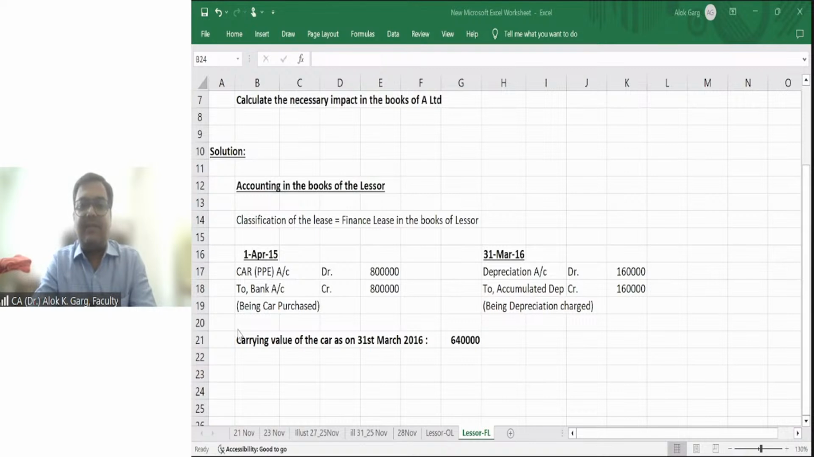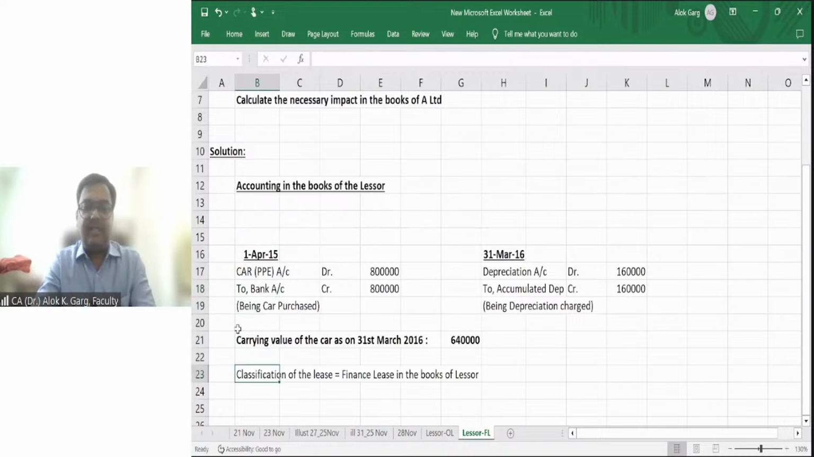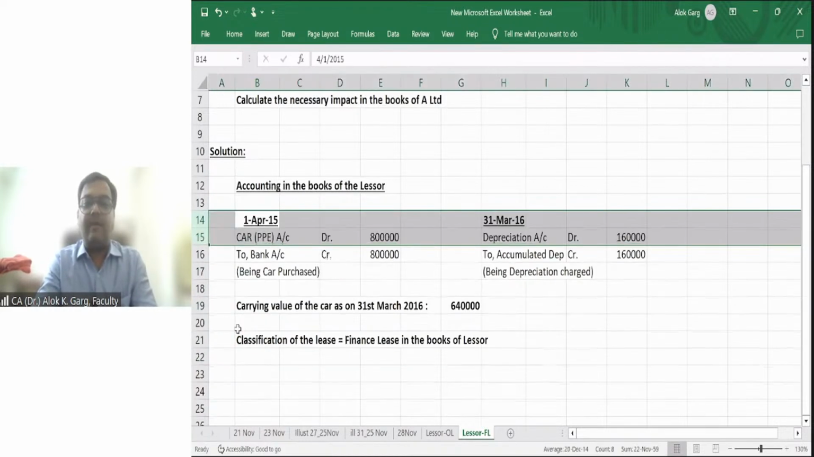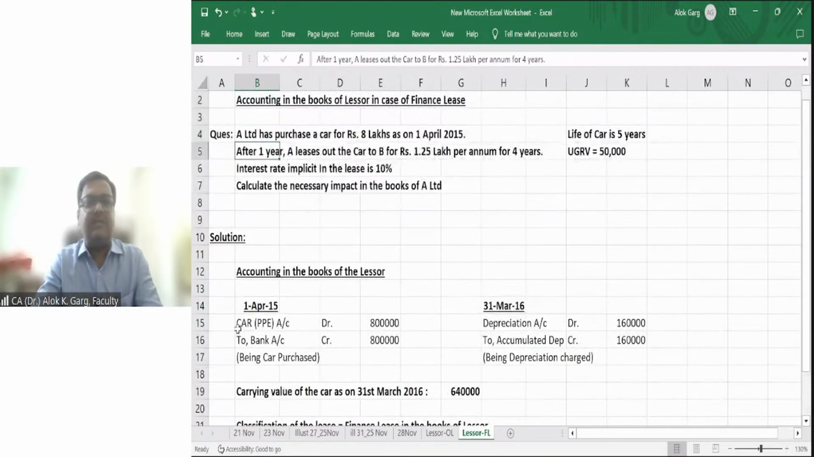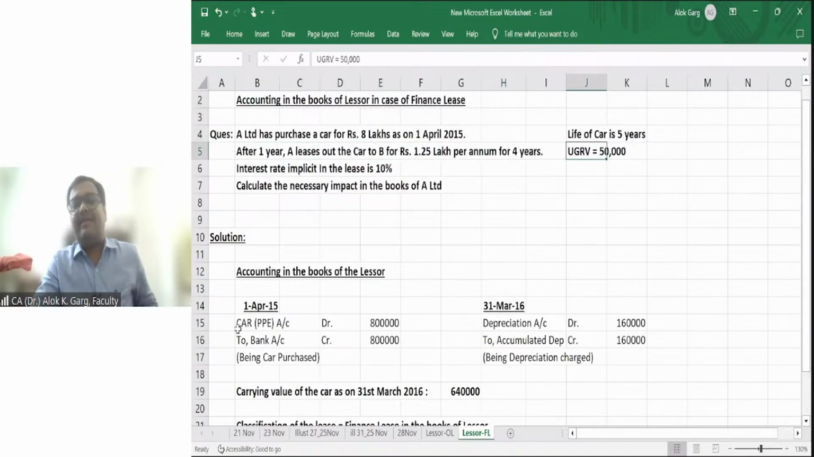What is the lease classification? Lease classification is a finance lease. We all understood that the classification of the lease is finance lease. Now this lease is getting entered. So it is a finance lease. Okay. And in the question, one more thing is given. So unguaranteed residual value of 50,000 rupees is also given.